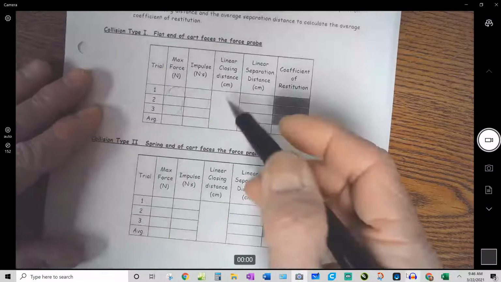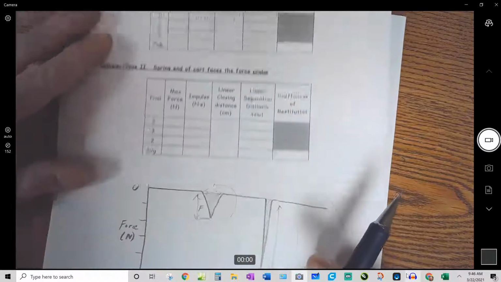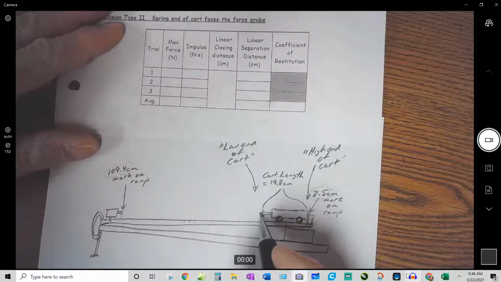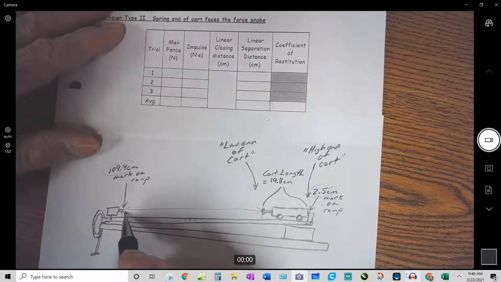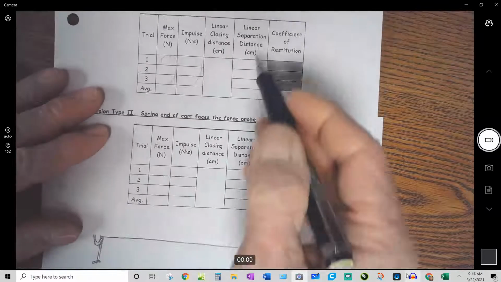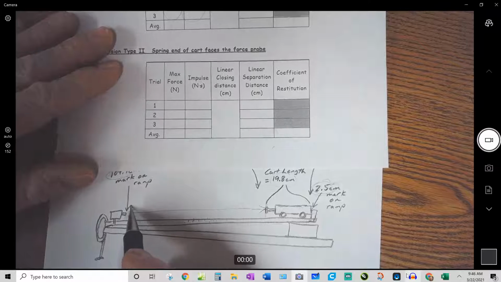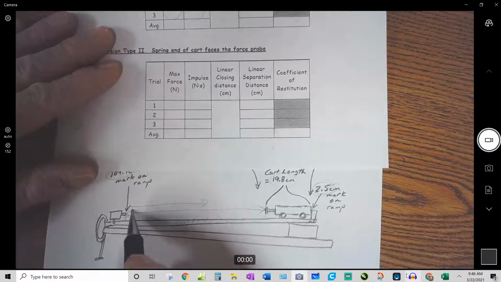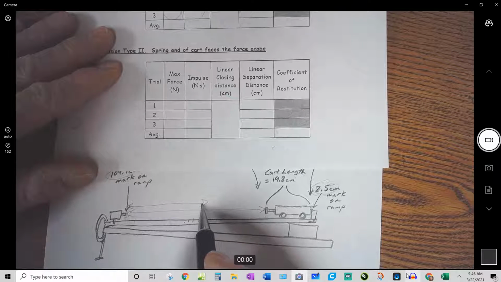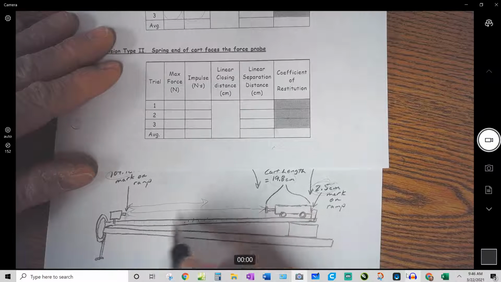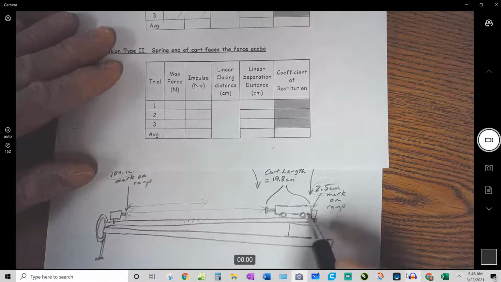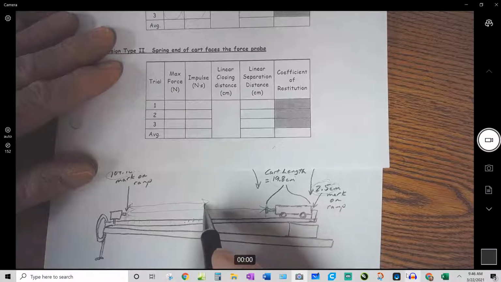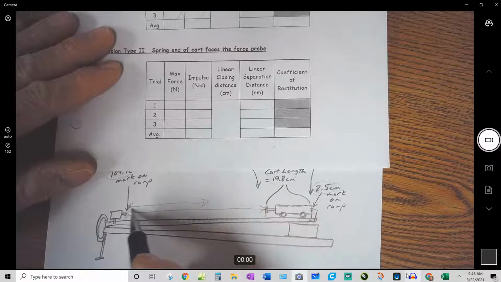The linear closing distance would be the distance that the cart's traveling on its way to its collision. And the linear separation distance would be the distance that the cart travels on its way back up before falling again. So it's not going to bounce as high, it's not going to get all the way back to the end of the ramp. So the separation distance is going to be smaller than the closing distance.